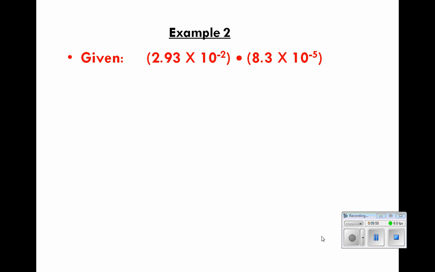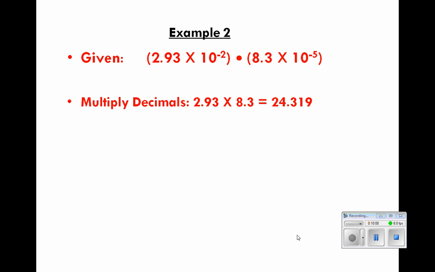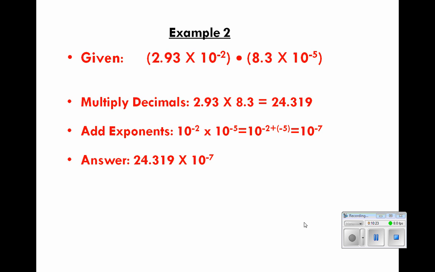Example number 2. 2.93 times 10 raised to negative 2 times 8.3 times 10 raised to negative 5. First step, multiply your decimals. Should be able to get 24.319. Multiply your base 10. And when you multiply 10 raised to negative 2 times 10 raised to negative 5, you keep the base and add the exponents. Negative 2 plus negative 5 is equal to negative 7. Put these two together, 24.319 times 10 raised to negative 7.